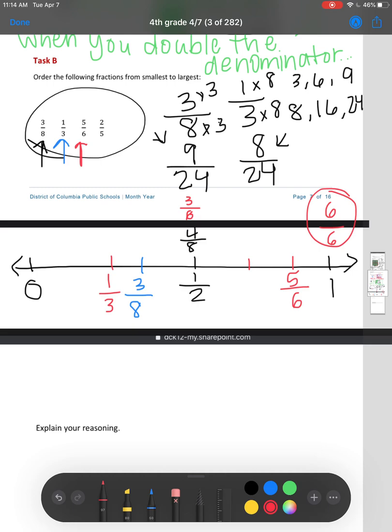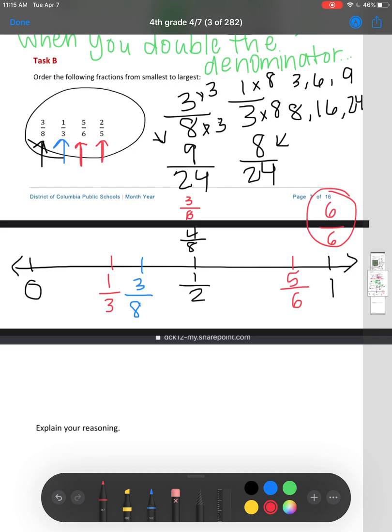All right, so now I have my 5/6 there, right? That one's done. So the only one I have left now is the 2/5. Now again, let's think about that 1/2 benchmark. I know that 5 is not an even number, so it's going to be hard to find that halfway. But I do know that 2/5 is going to be a little before 1/2, right?